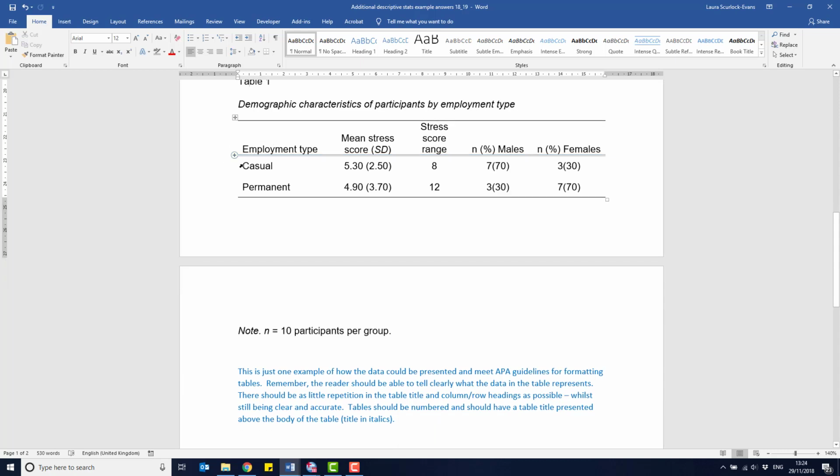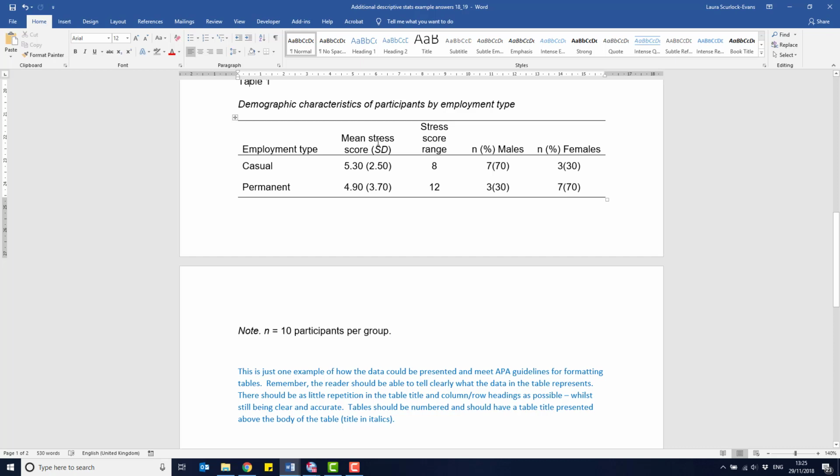And then it should be very clear what the groups are. So there should be labels for each of the columns of data and for each row, so we know exactly which measurement, how that is measured, and which group it corresponds to. So in this case, I've laid it out so that there is employment type in the first column, casual and permanent, and then I have the mean stress score with the standard deviation in brackets next to it.